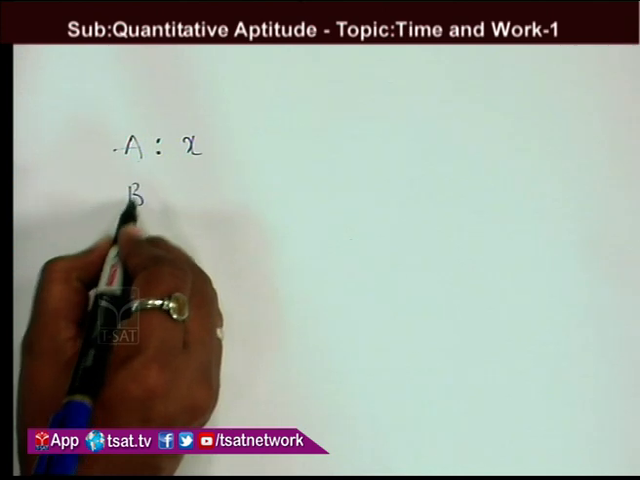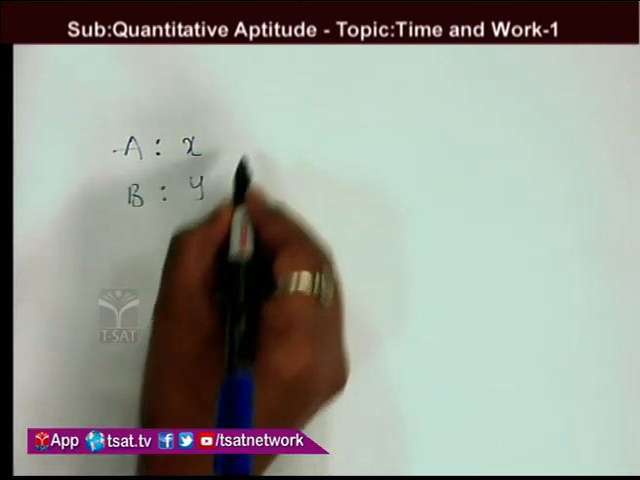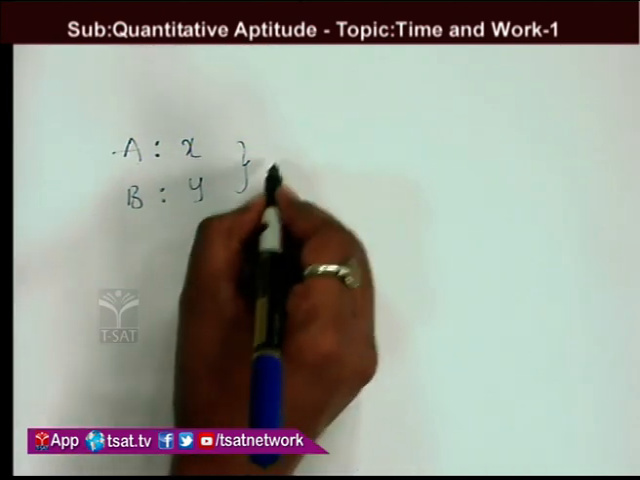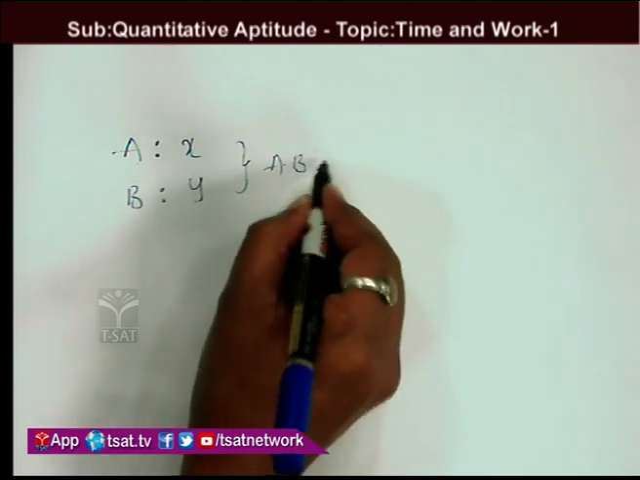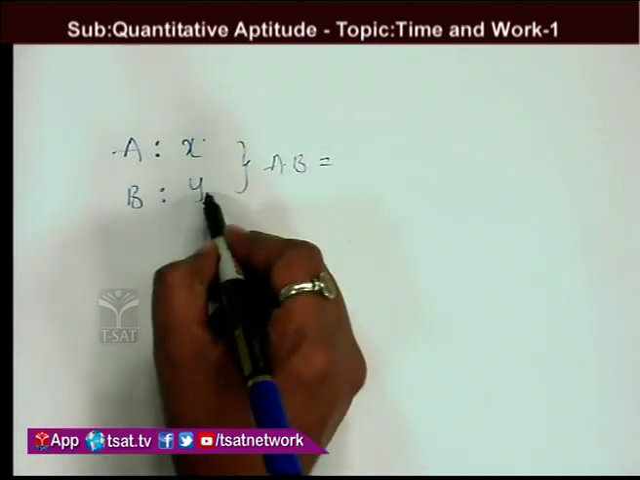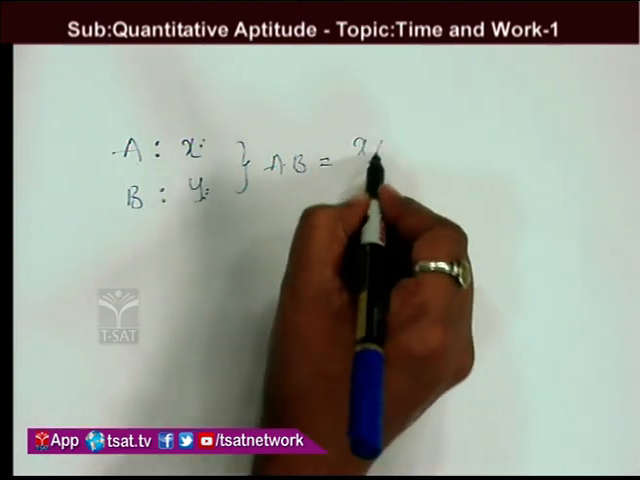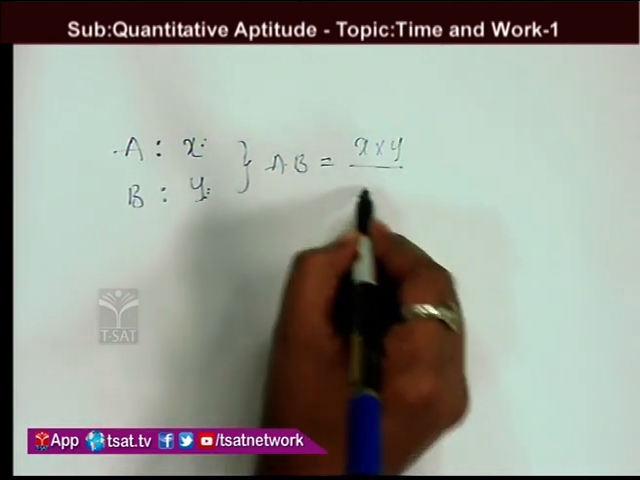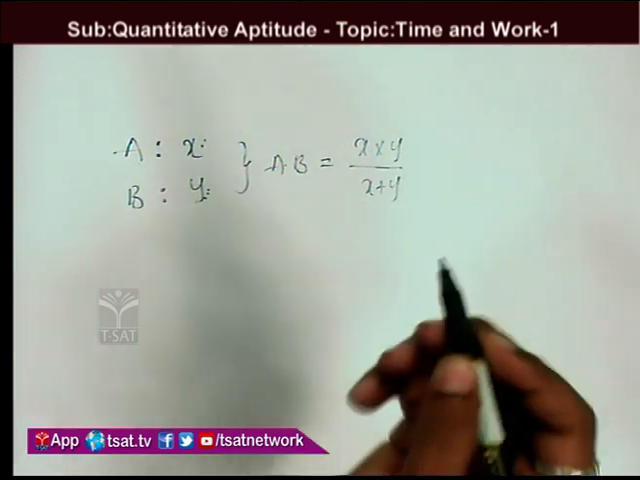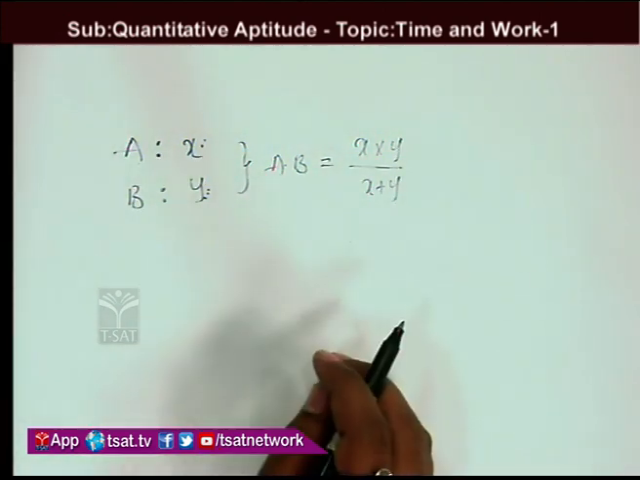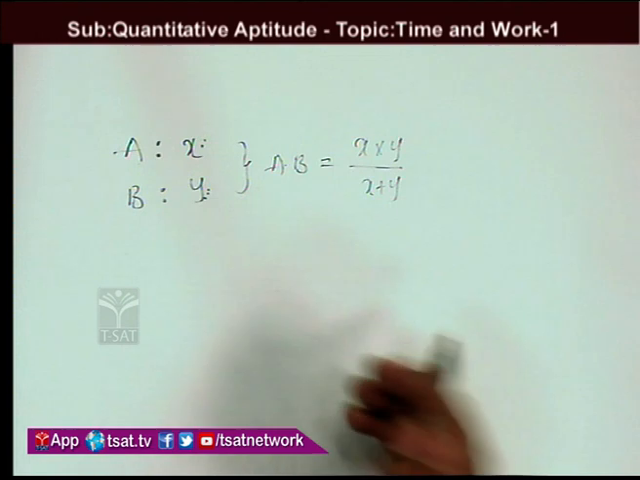and B can complete the work in y days, if A and B are working together, when we have the two values x and y, we use the multiplication method: xy by x plus y. Working together, they complete the work in xy by x plus y.